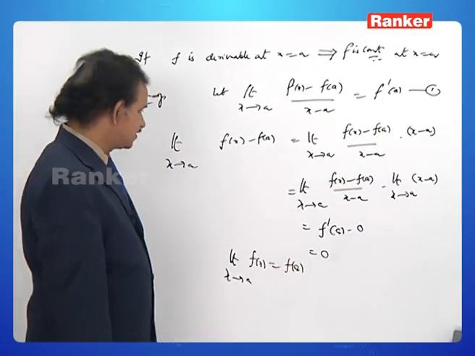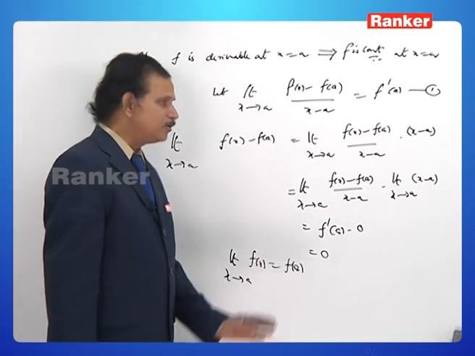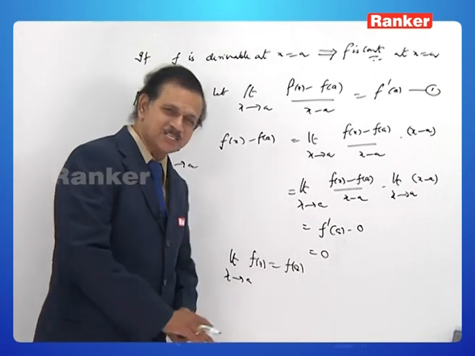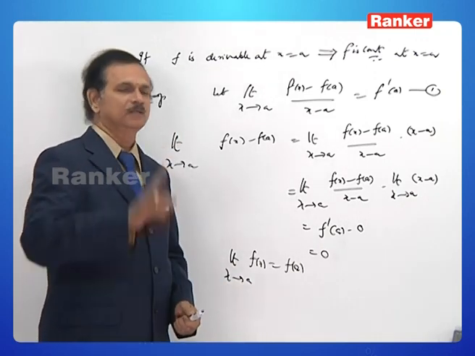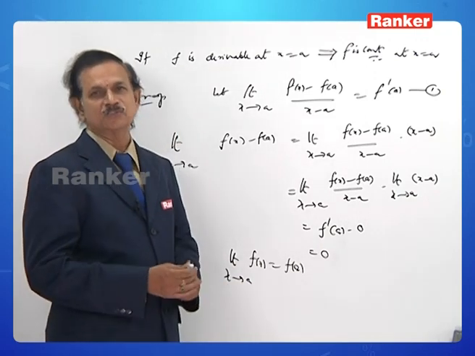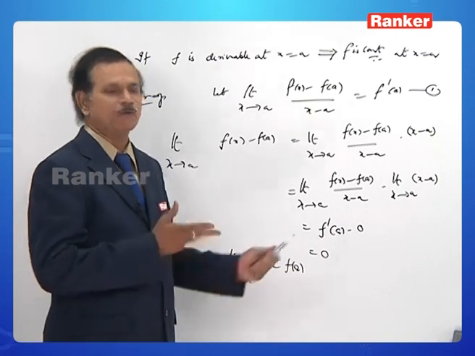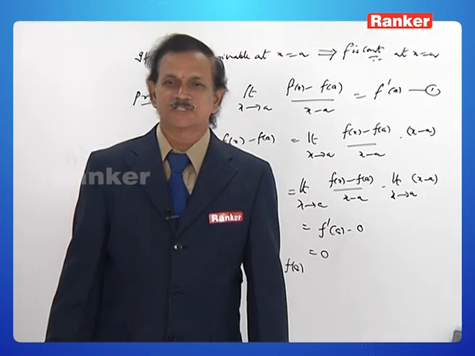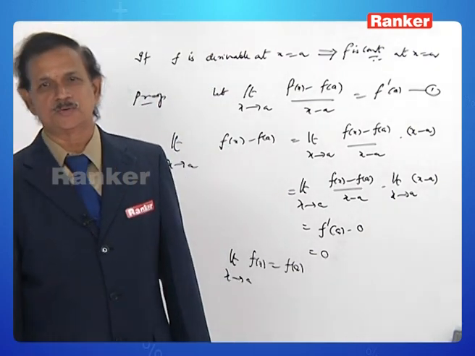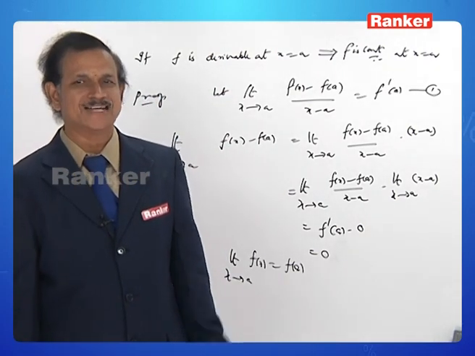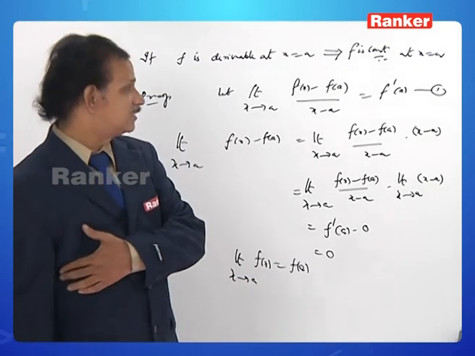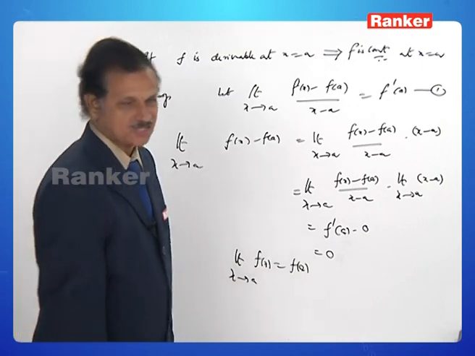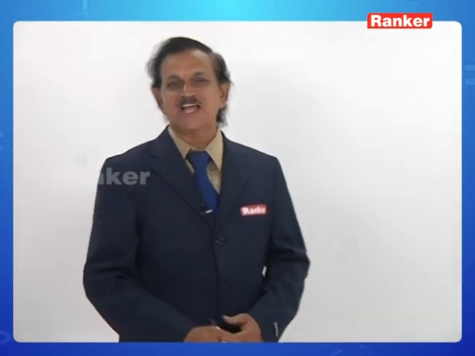My dear friends, if you know this proof, you can understand the strategy in which it has been obtained. You can never forget this result. For that purpose only we have recalled the proof. Therefore, if f is derivable at x = a, then f is continuous at x = a. Let us examine its converse. Is it true or not? Let us see. Let us now think of its converse.